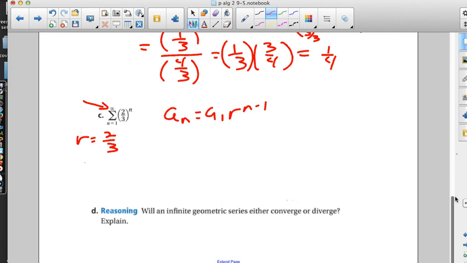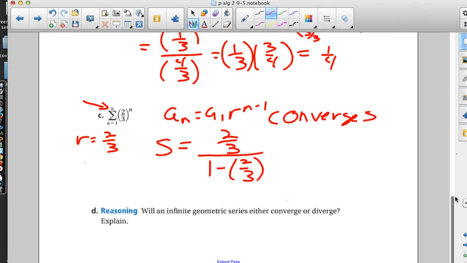So there it is. Is that a fraction between 0 and 1? 2/3? Yeah, that's between 0 and 1. So we can find this. This converges. Alrighty. Now here comes the tough part with this one. There's no a sub 1 there. And this isn't n minus 1. So if we want to find it, we're going to have to put a 1 in and see what we get. Okay, 2/3 to the first power is 2/3. Well, that wasn't too hard.